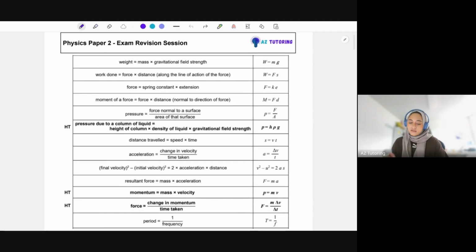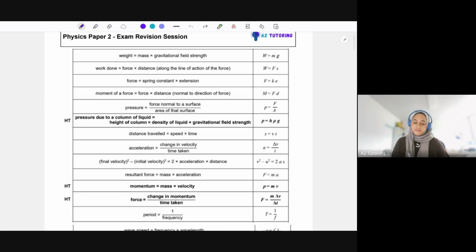So let's just get started. For physics paper 2, you're going to be using the second half of the equation sheet. I'll definitely say when I'm doing higher. Higher is just going to be towards the end. So the first part is foundation and higher. Just towards the end, it'll be higher, so you can drop off after that point.